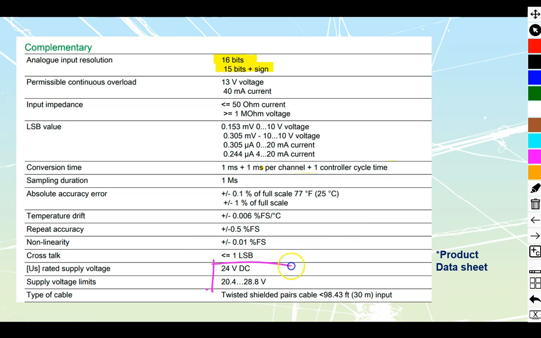One of our bigger issues is usually going to be this over here, the rated supply voltage and the supply voltage limits. The card itself, in order to take these samples, you can think of it as an ammeter, it needs a power supply, which is going to be 24 volts DC. And that power supply could go up to 20.4 or down as low as 28.8.